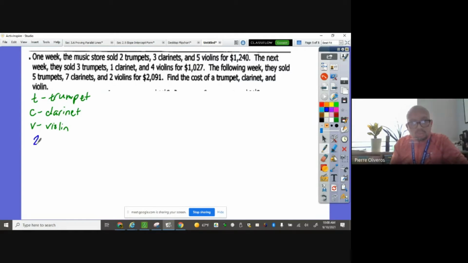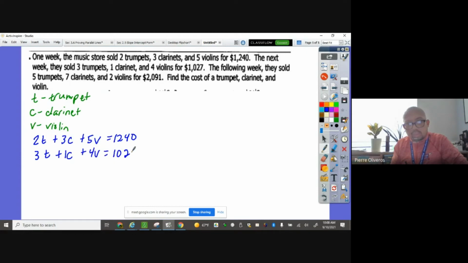So in the first week, this will be 2T plus 3C plus 5V for a worth of 1240. And 3T for the second week plus 1C plus 4V is equal to 1027. And the following week, they sold 5 trumpets plus 7 clarinets plus 2 violins is equal to 2091. Okay, all right. So this is how you set up the equations. And I would like you to figure out on your own, finish the job here, identify the cost for each trumpet, clarinet, and violin, okay? And as always, kaboom.